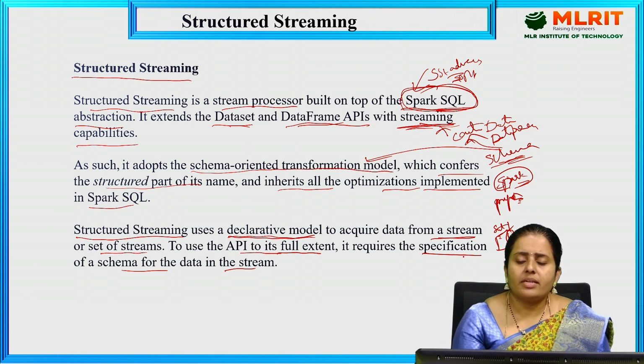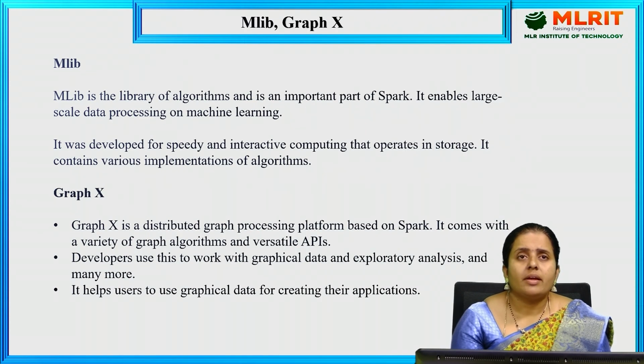Then only it is easy for us to store the data as well as to retrieve the data, and to implement any transformation functions or actions on that particular schema-oriented data. So that is the reason we have to use the full extent of the data APIs. So now we'll move on to the next component.